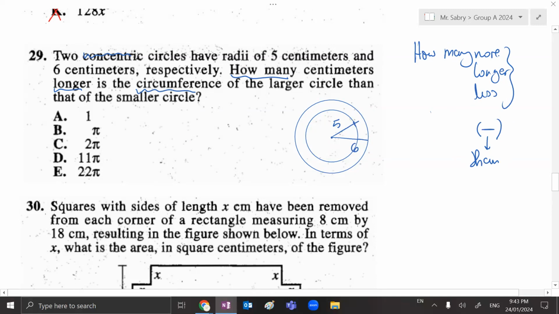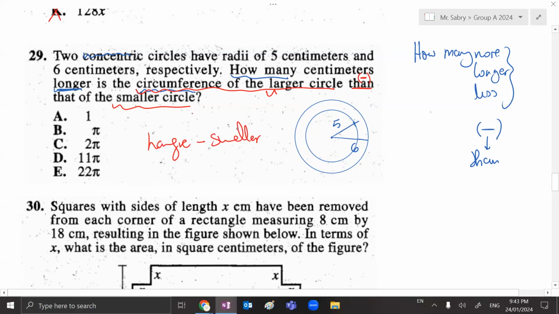So when you read the question carefully again, how many centimeters longer? I know I'm going to put a subtraction sign somewhere. It should go over the word "than". Here's the word "than", minus right there. Now what's before "than" is the circumference of the larger circle. What's after "than" is the circumference of the smaller circle. So I'll get the larger minus the smaller.